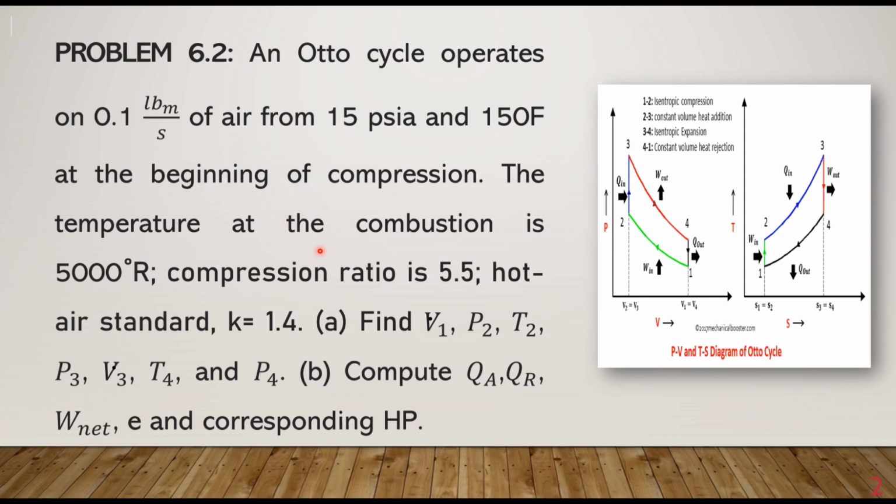The temperature at the combustion is 5000 degrees Rankine, compression ratio of 5.5, hot air standard is 1.4. So A, find V1, P2, T2, P3, V3, T4, and P4. B, compute QA, QR, and W net. And for E, corresponding HP.